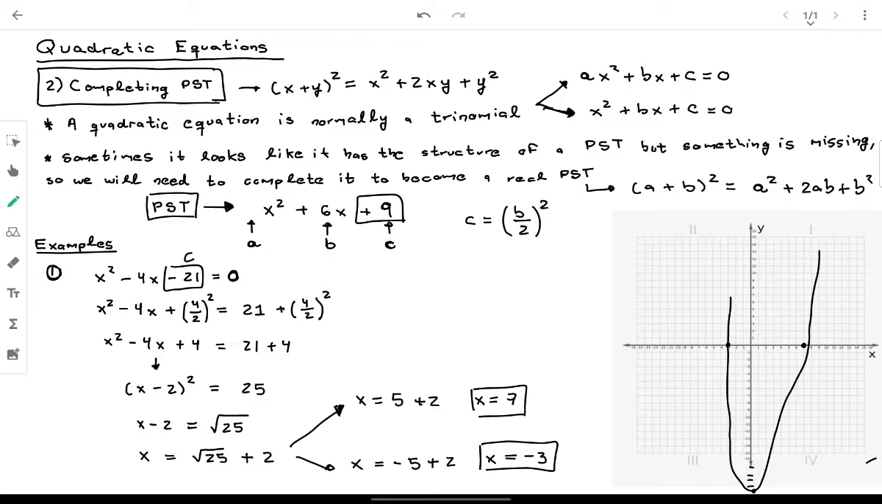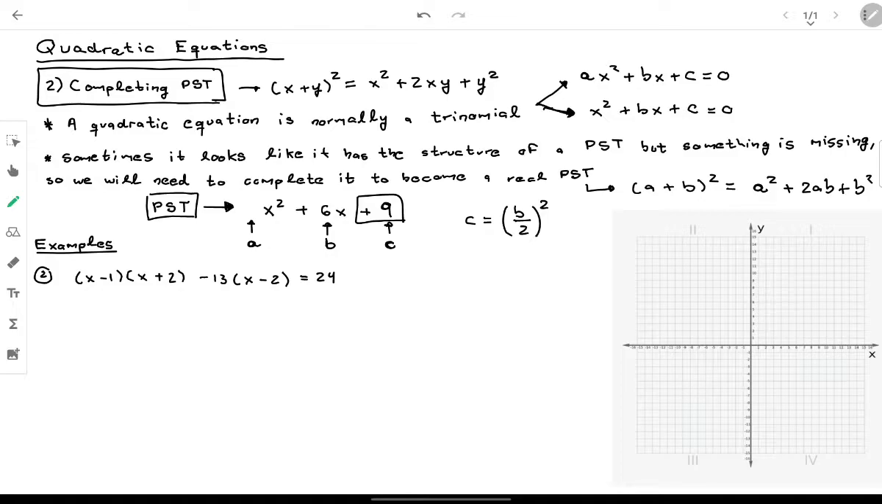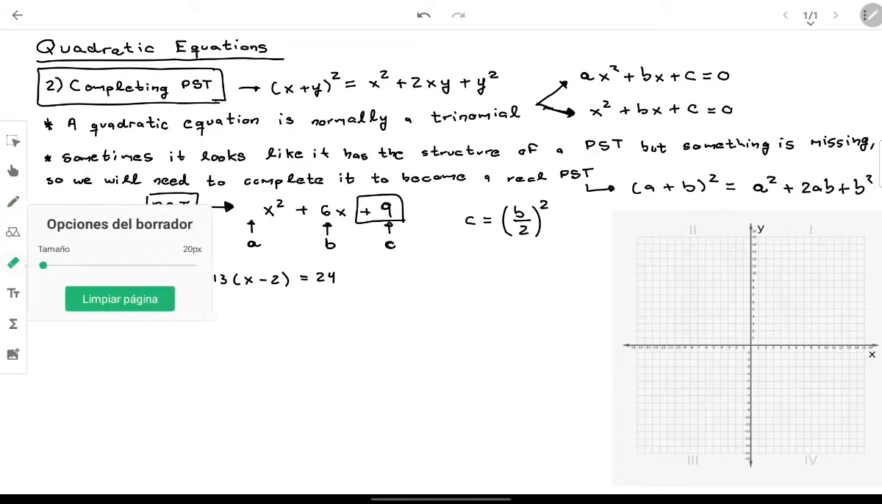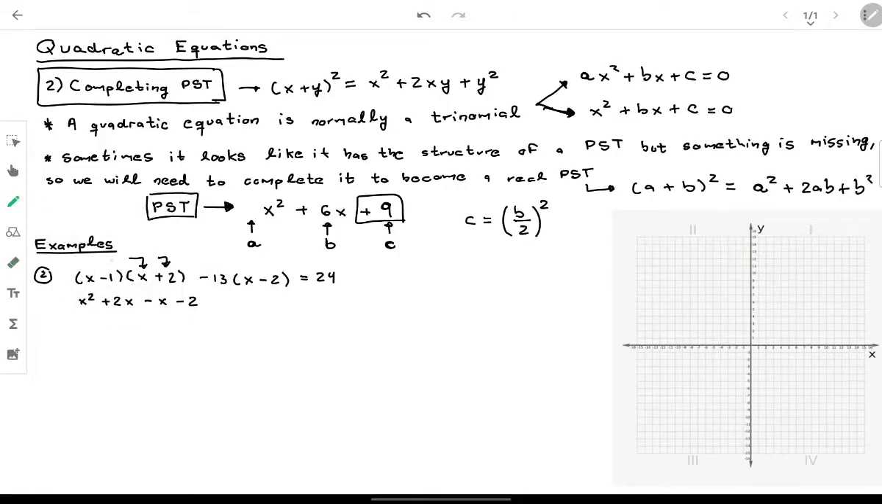Let's see another example. So in the next exercise, we have something like this. Remember, first of all, we need to eliminate all the parentheses to have the structure of ax squared plus bx plus c, or x squared plus bx plus c. In this case, we have a multiplication between two binomials. So it's going to be x squared plus 2x, then minus x minus 2, the multiplication of these two. Then it's going to be minus 13x plus 26 equals 24.